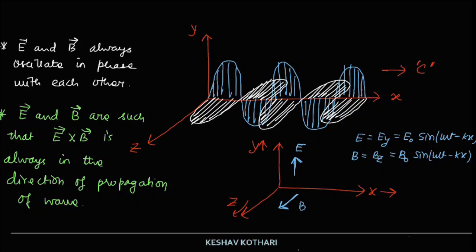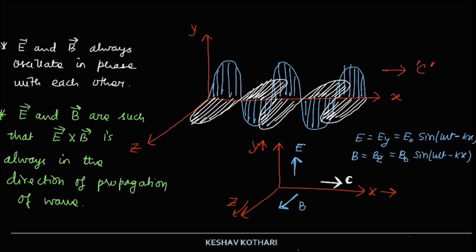So if we check the direction of E cross B, if you take your right hand and place it in the direction of y, that is towards the direction of the electric field vector, and curl it outside the plane of the screen, that is towards the z axis direction, then your thumb is pointing in the x axis direction, that is in the direction of wave propagation with the speed c.